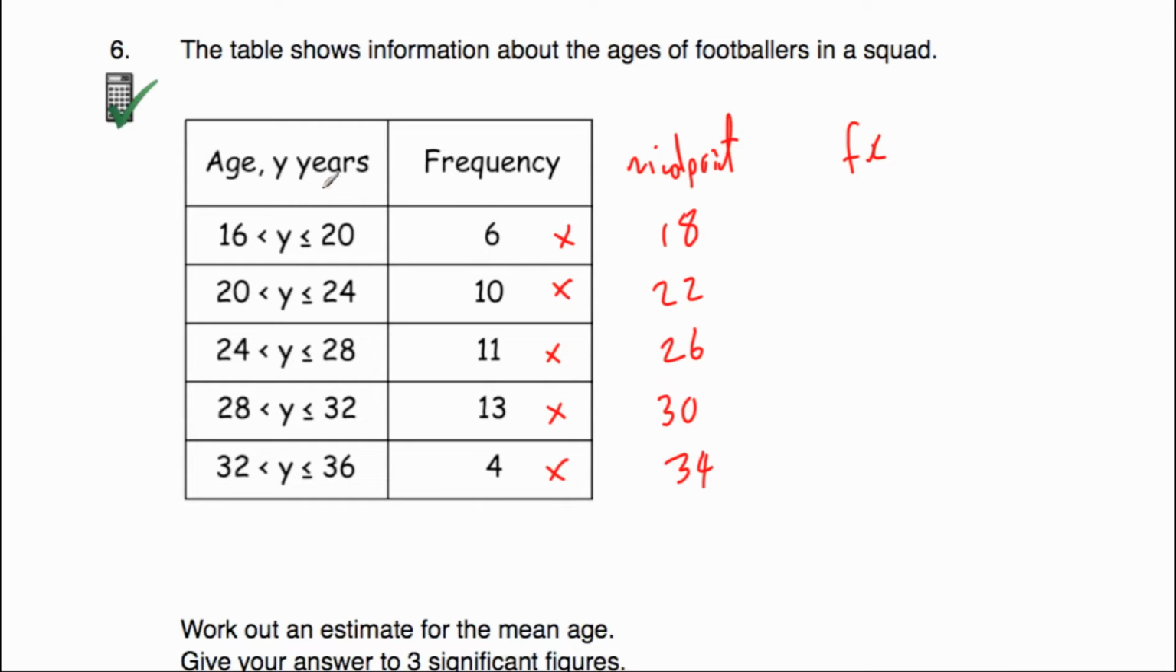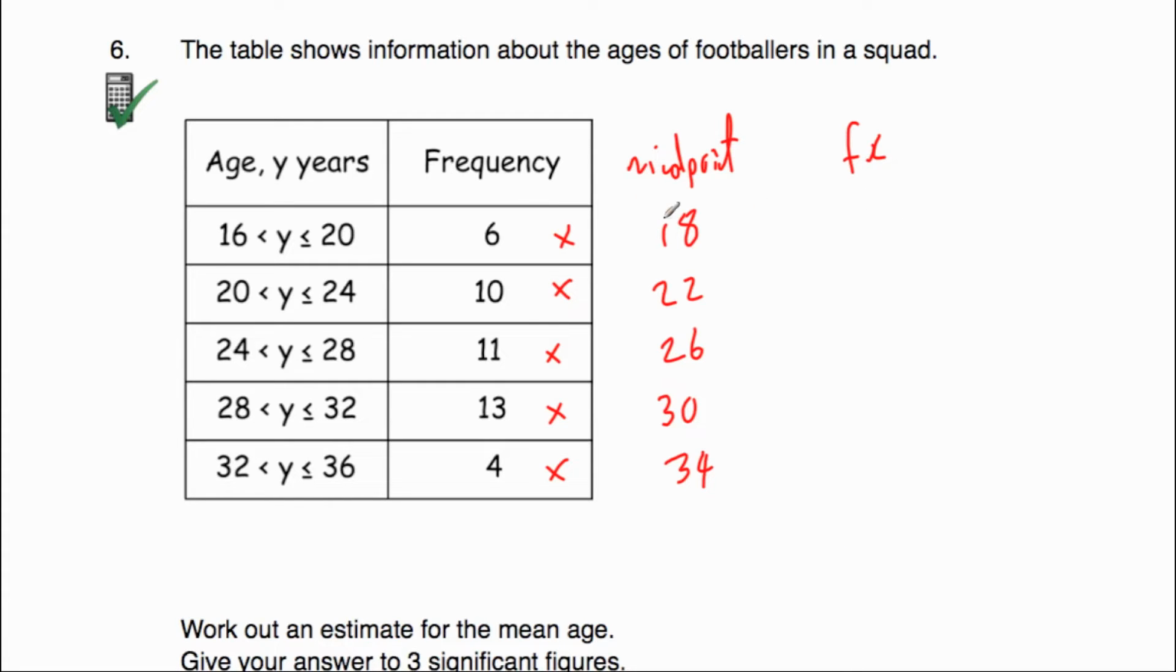So we've got 6 footballers that are between 16 and 20. We're going to assume that they're 18 years old each, so 6 times 18 will give us a total of their ages and so on. Then we can add up the fx column to get our estimate for the total age of the squad. We can add up our frequencies to see how many footballers there are. Then we can divide and get the estimate for the mean age.